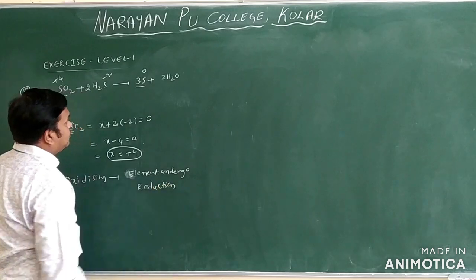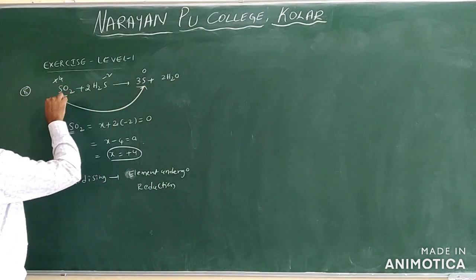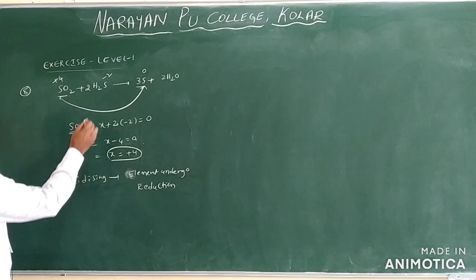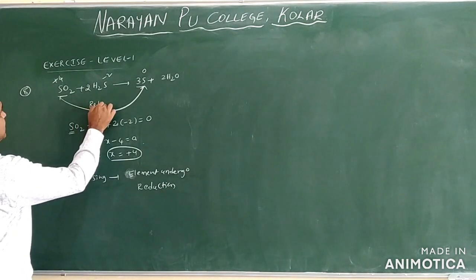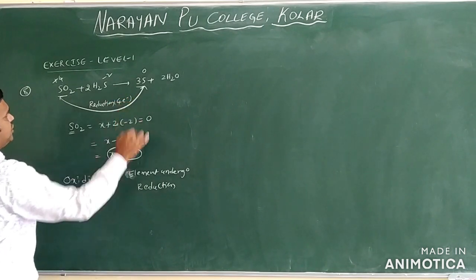Undergo reduction only. You see here plus 4 to 0. This is a reduction only, because the oxidation number decreases from plus 4 to 0. This element undergoes reduction. By how many electrons is the change? This is a 4 electron change only.